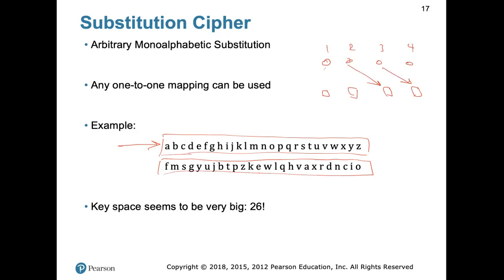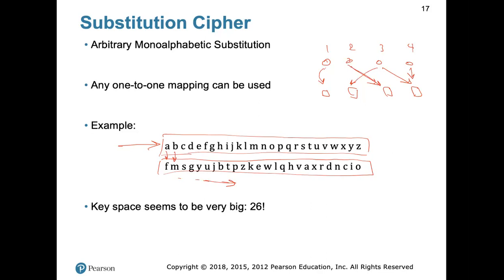But here it says no. You can map them any way. 1 can go here, 2 can go here, 3 can be mapped to this, and 4 can be mapped to this. There is no limitation. There is no requirement that they should be mapped one after each other. Here's one example. A is mapped to F, B is mapped to M, and there is no regulation. There is no mathematical rule behind the mapping; we just came up with something.